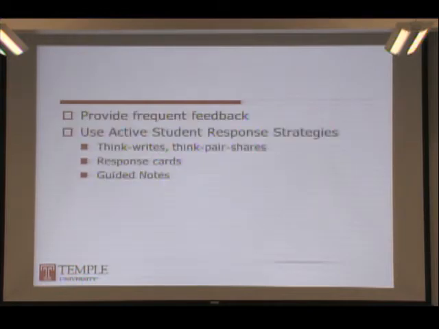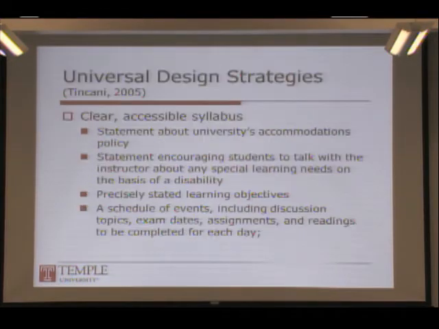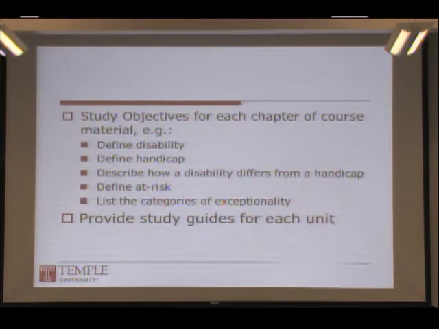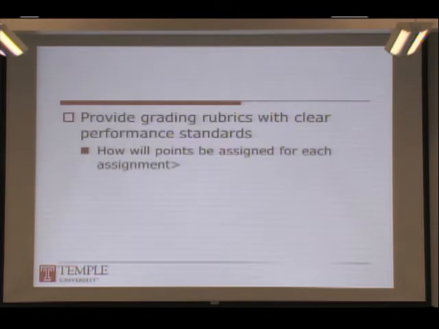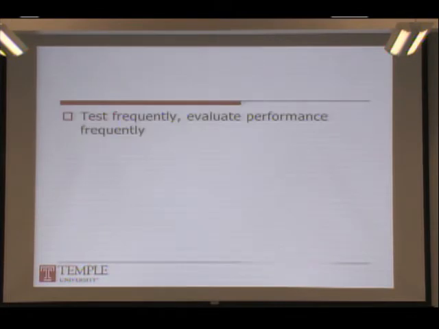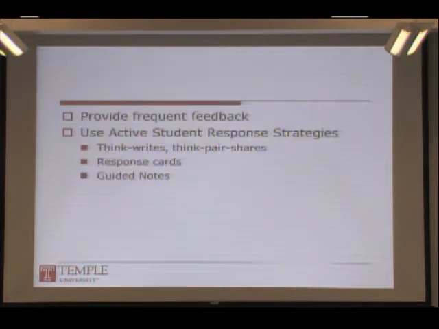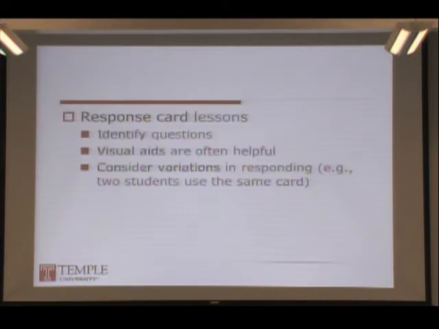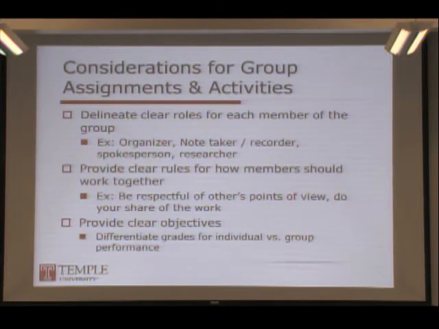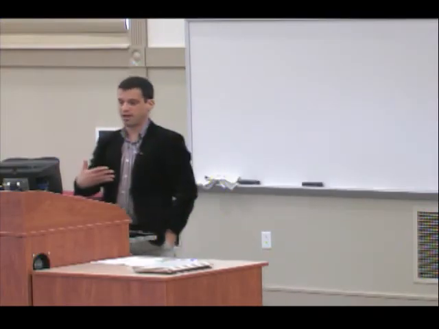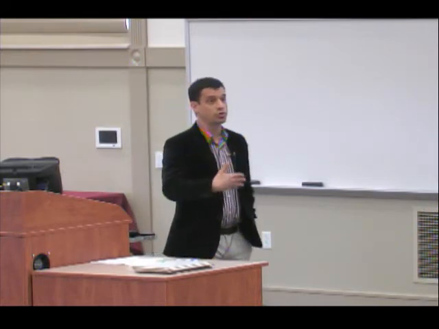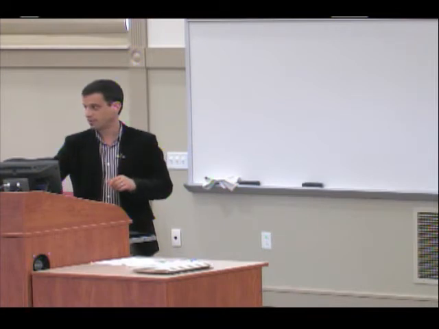Just to review, our universal design strategies were a clear, accessible syllabus, study objectives and study guides, grading rubrics, testing frequently or evaluating performance frequently, frequent feedback, active student response strategies, and structure for group activities. So consider a course you're teaching or one you've taken, and what aspects of universal design you incorporated into the class, or maybe how you could have changed the design of the course to encourage universal design. Just think and write your answers, and then we'll share. If you want to talk with your neighbor, that's fine. Or think of strategies together, that's fine.